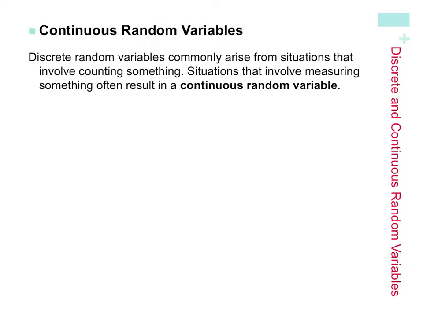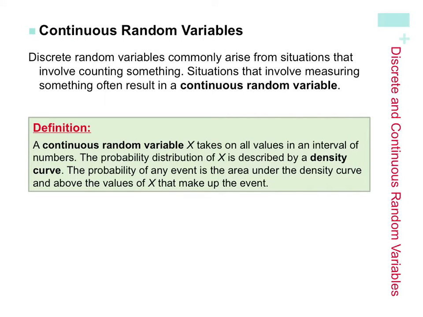Okay, so you cannot assign probabilities to each individual value of x. There are infinitely many possible values, which means we might need a certain model to help us out here. It's going to be the normal model, but we'll get there in a second. So a continuous random variable x takes on all values in an interval of numbers. The probability distribution of x is described by a density curve. The probability of any event is the area under the density curve and above the values of x that make up the event.